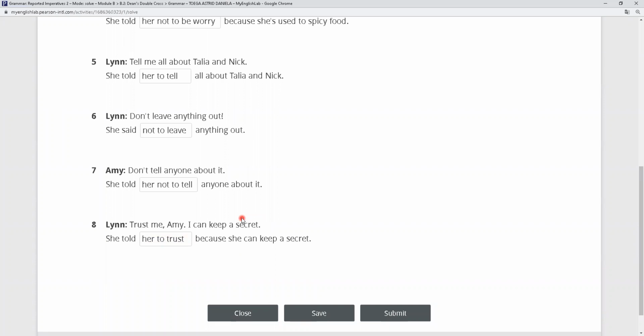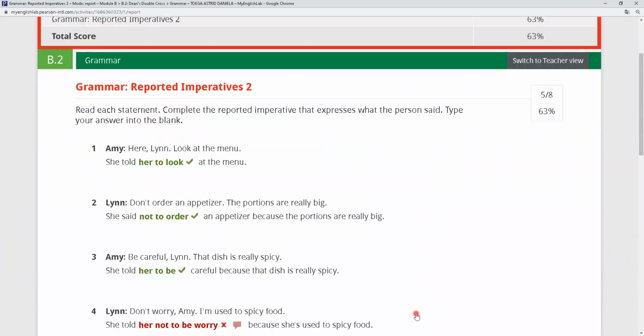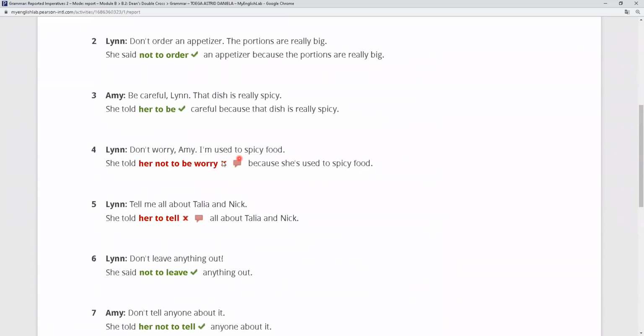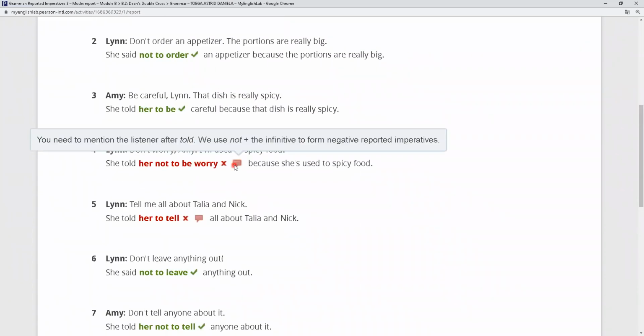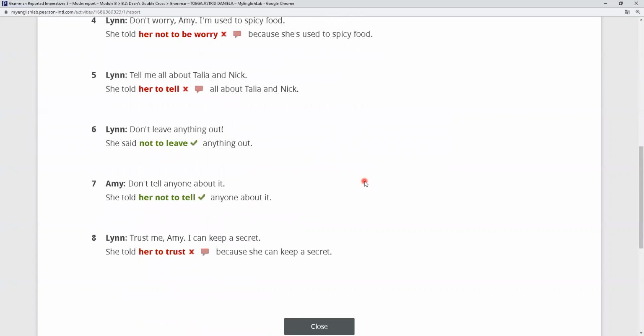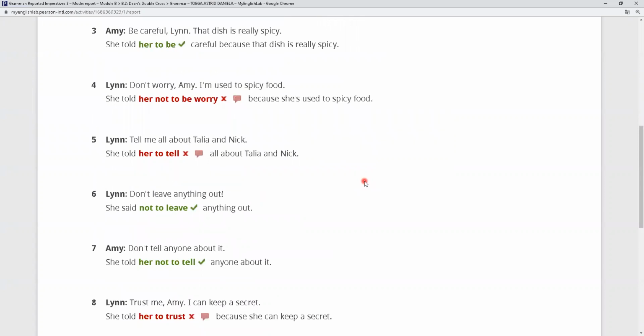Okay. Is that all, or do you want to make a change? You want to modify something? It's all, teacher. Okay, so let's submit, and we only had 2 mistakes. Oh no, 3. So okay, you need to mention the listener after she told her not. Okay, give me a second. I'm going to take notes of this part.